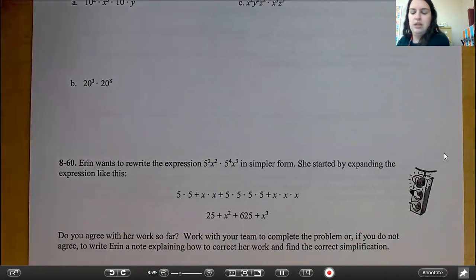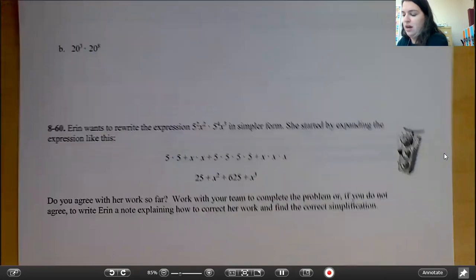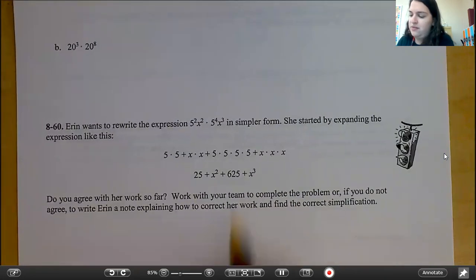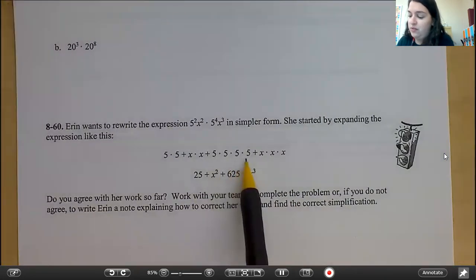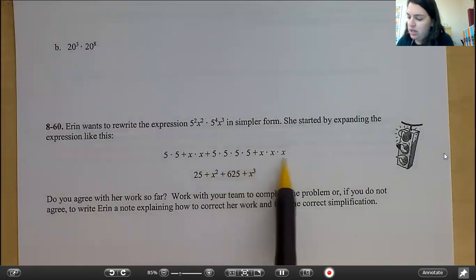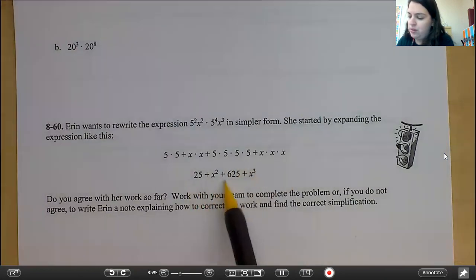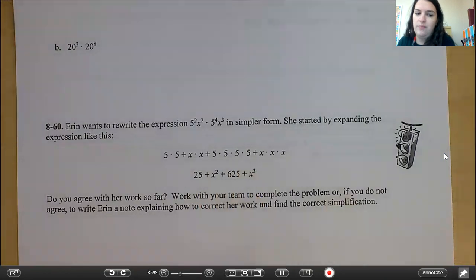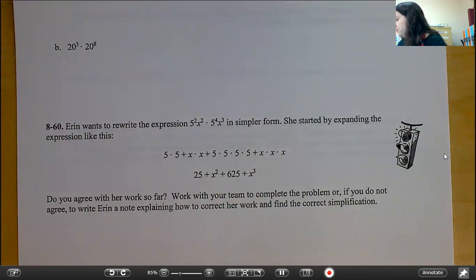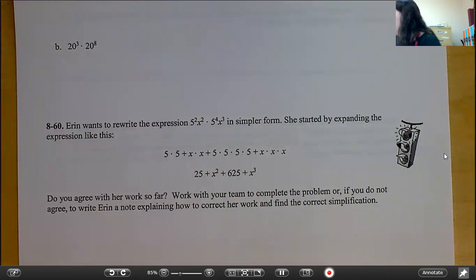She started by expanding the expression like this: 5 times 5 plus x times x plus 5 times 5 times 5 times 5 plus x times x times x. 25 plus x squared plus 625 plus x to the third. Do you agree with her work so far? Work with your team to complete the problem, or if you do not agree, write Aaron a note explaining how to correct her work and find the correct simplification. So go ahead and try that.